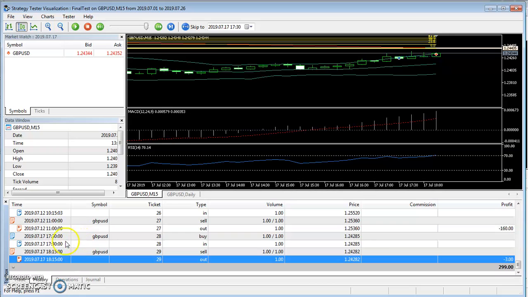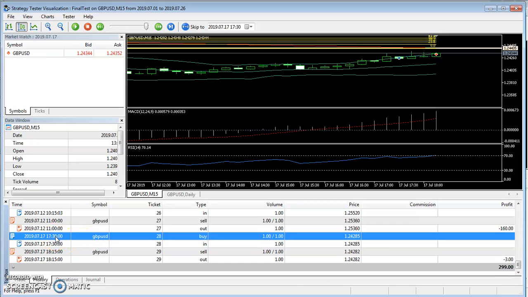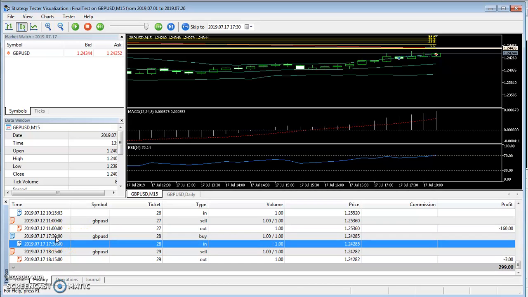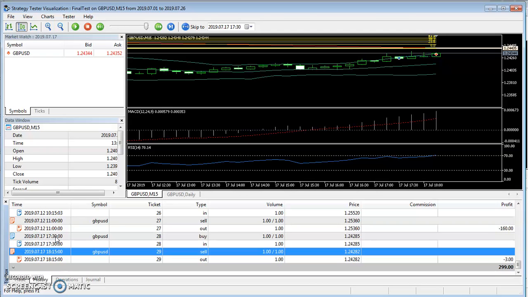And we can see here that it opened at 17:30 and it closed at 18:15. So 45 minutes, within the 45-minute time frame. And you can see here that the MACD is still above the zero baseline. The RSI went up to 69.17.